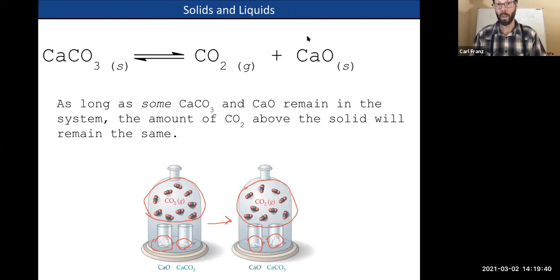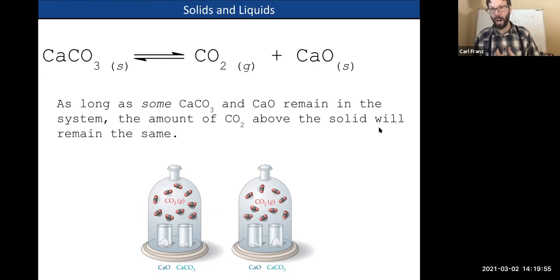So kind of cool, right? This is what's going on. This is what equilibrium is. And these are the ramifications of equilibrium. So if you were trying to produce carbon dioxide, it wouldn't matter how much of the calcium oxide and calcium carbonate you had, as long as you still had it.